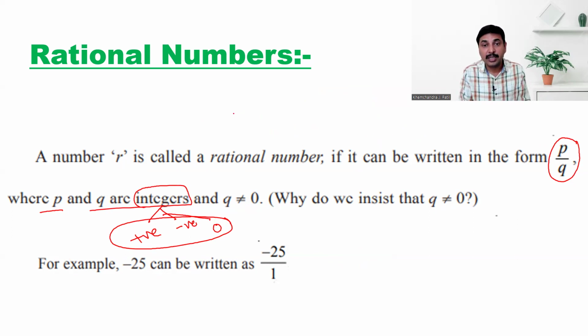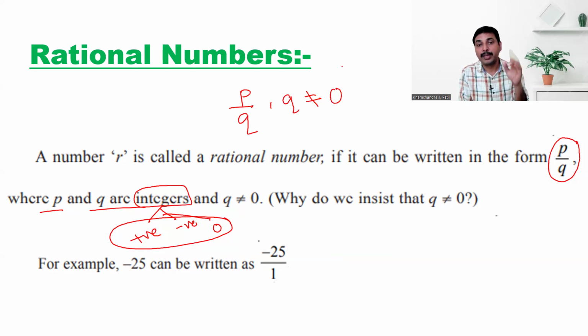Now what is the condition? All the numbers which can be expressed in the form P divided by Q, where Q should not be equal to 0. Q का value 0 नहीं होना चाहिए. P का value 0 होगा चलेगा.